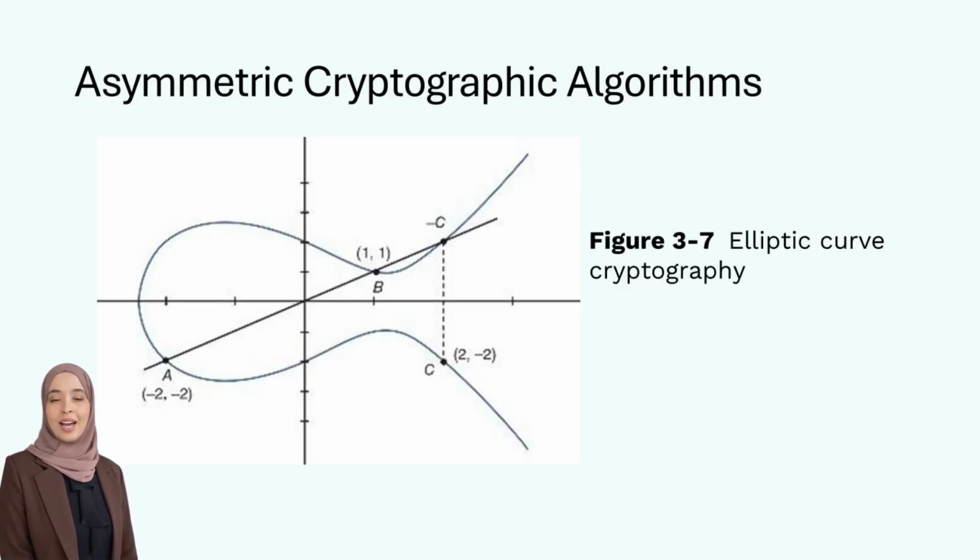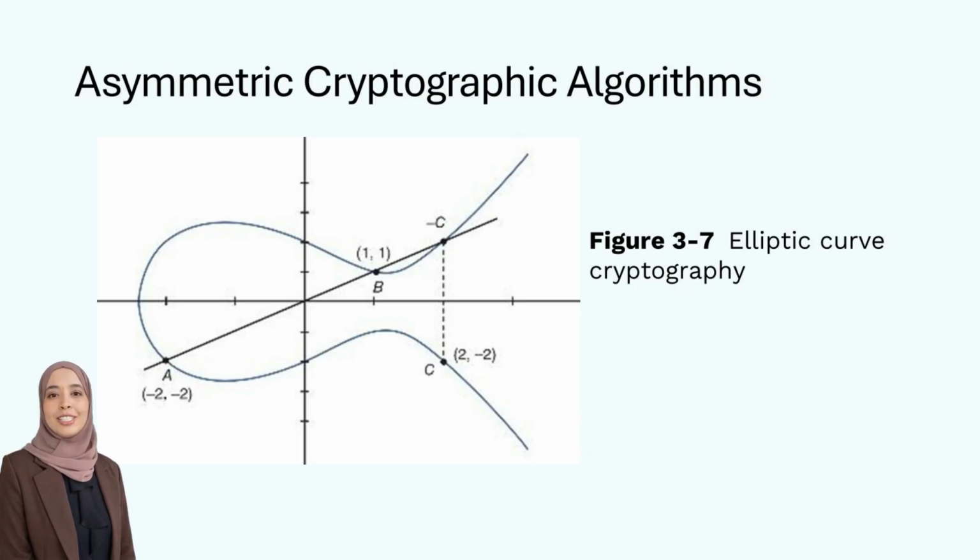Here in this figure, we have points labeled A, B, C, and there is a minus C there. You see the minus sign? These points are on an elliptic curve. The purpose of these points is to show how elliptic curve cryptography, ECC, works geometrically. Each point has its own coordinates. For point A, we have the coordinates minus 2, minus 2. So point A is at minus 2, minus 2.